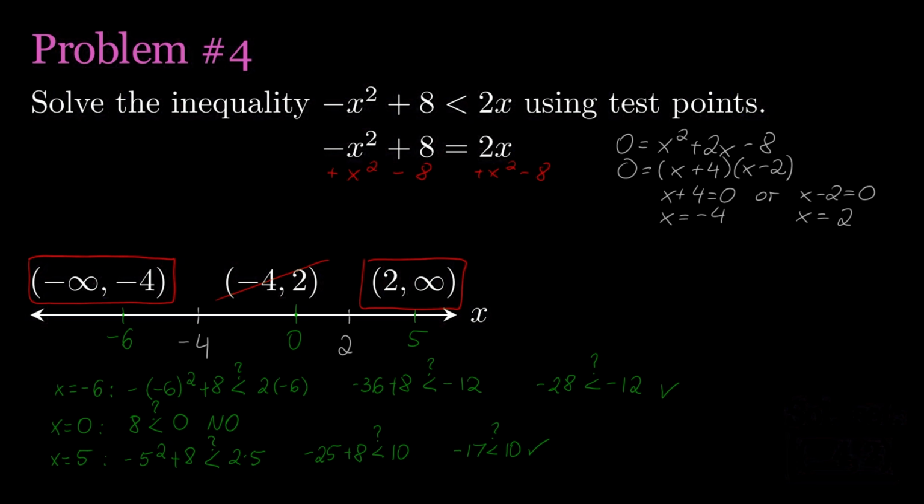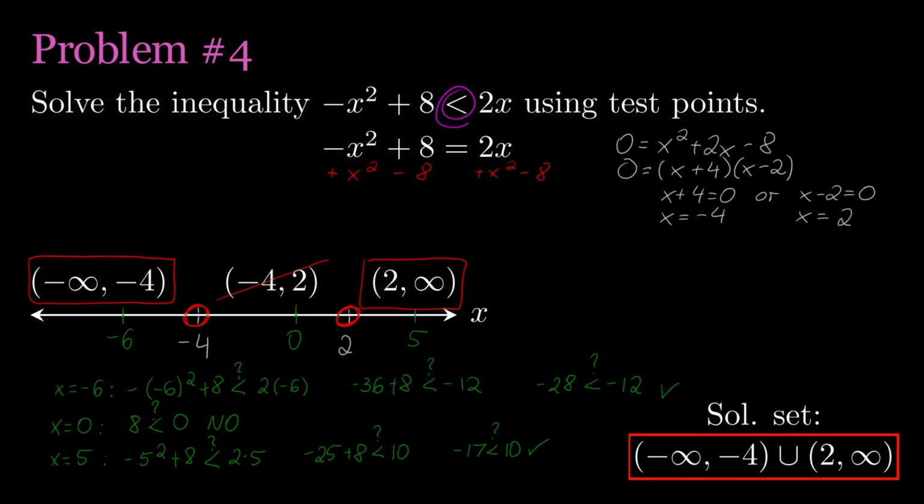Now we acknowledge that our inequality is sharp. It only has less than, there is no or equal part in it, and therefore the endpoints of our test intervals, that means the solutions to the corresponding equation, do not belong to that solution set. So I can simply mark them as open dots here to acknowledge they do not belong to the solution set. Therefore, our solution set is the union of those two intervals, from negative infinity to negative 4 open, and from 2 open to infinity.